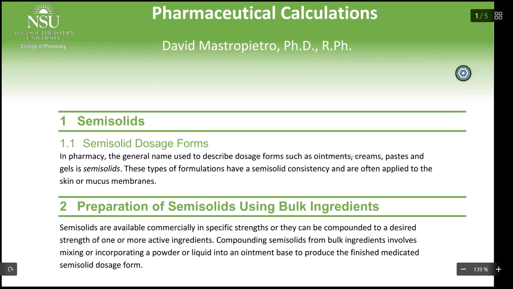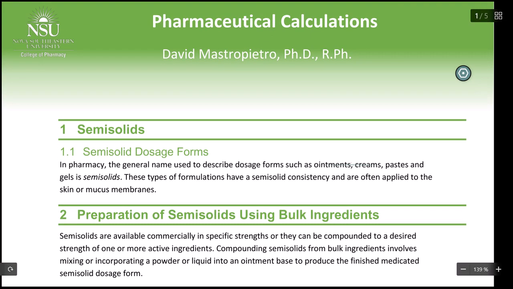Hello, everyone. Once again, it's calculation time with Dr. Dave. In this session, we'll be looking at semi-solids. What are semi-solids and how do we prepare them?